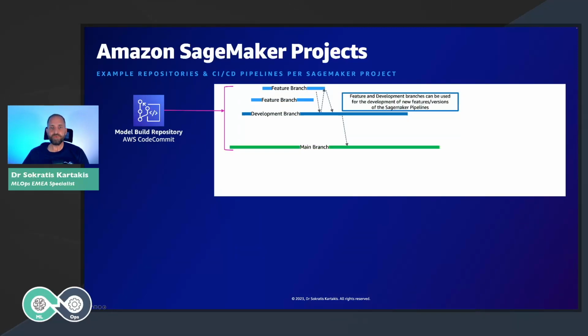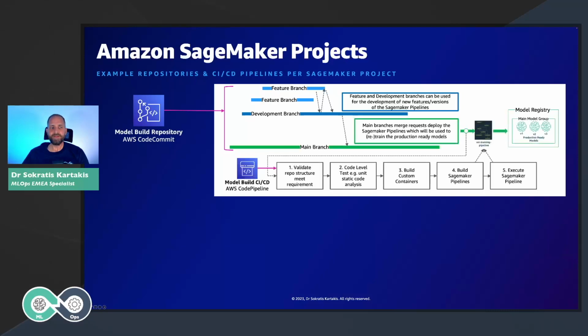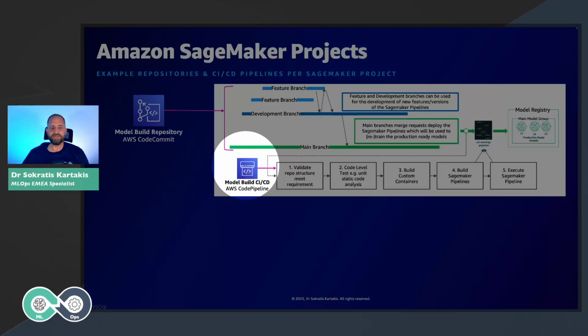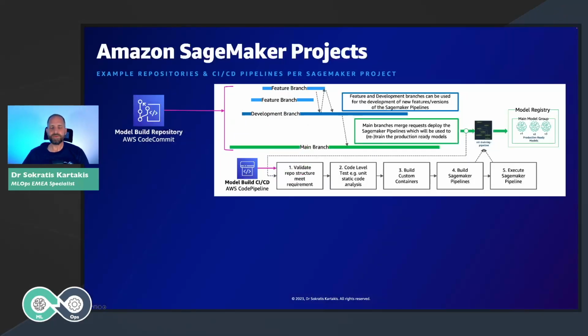Then every time that we push into the main branch, what will happen is this will trigger a CI/CD pipeline. In AWS, we have a service that we call AWS CodePipeline. These are the CI/CD pipelines that we support. What this CI/CD pipeline needs to do is to get the code, validate the code, run different tests, create custom containers if it is necessary, deploy the SageMaker pipeline, and start the execution of the SageMaker pipeline. The SageMaker pipeline will do the pre-processing, training, post-processing, and it will send a model into model registry, and model registry will create the new version of the specific model.